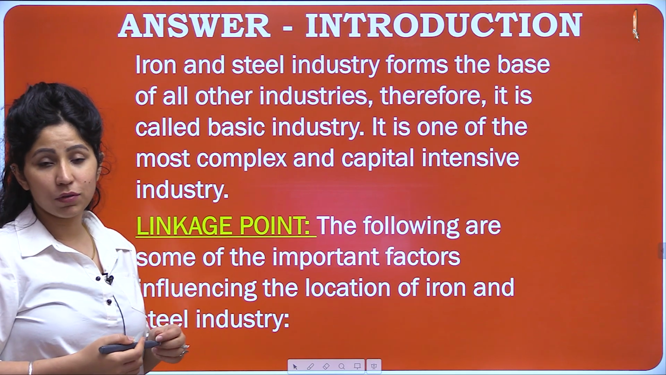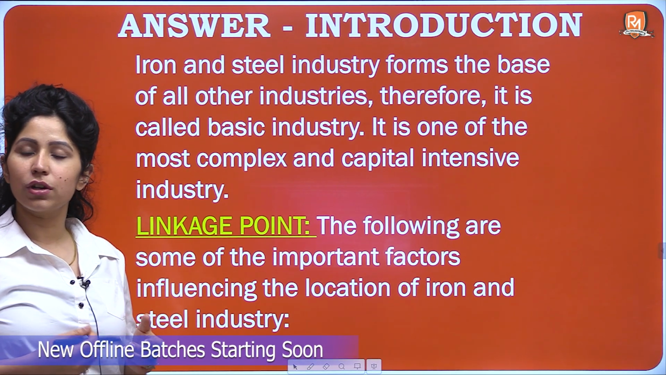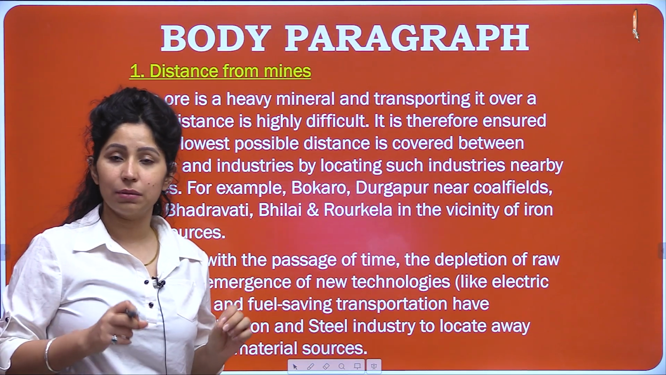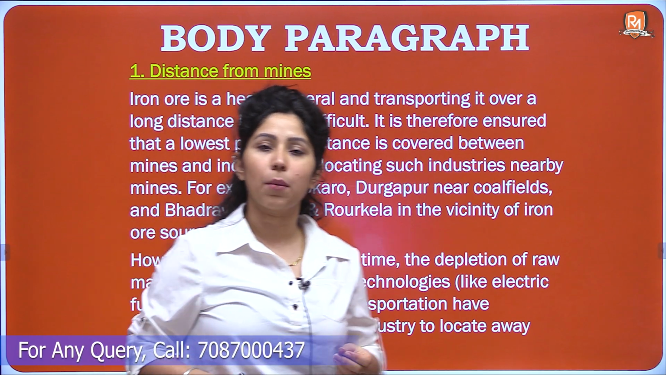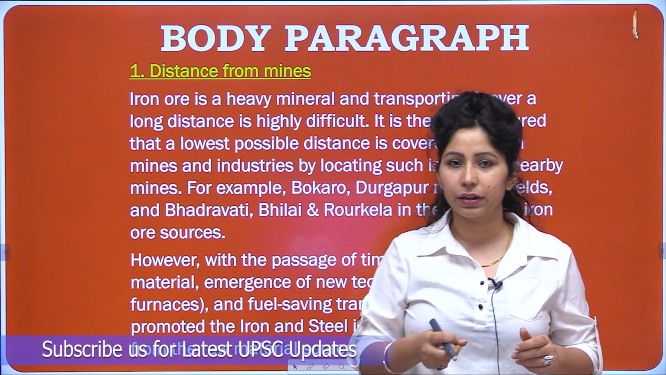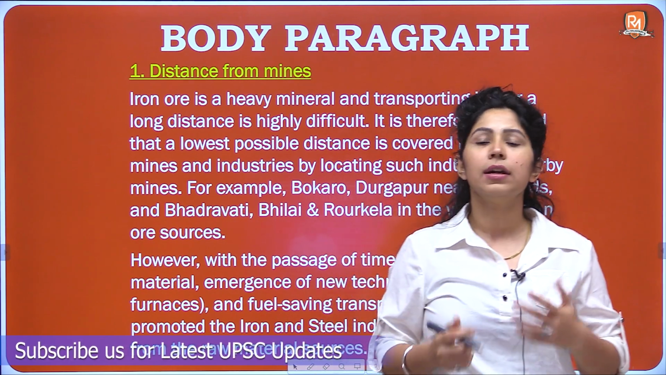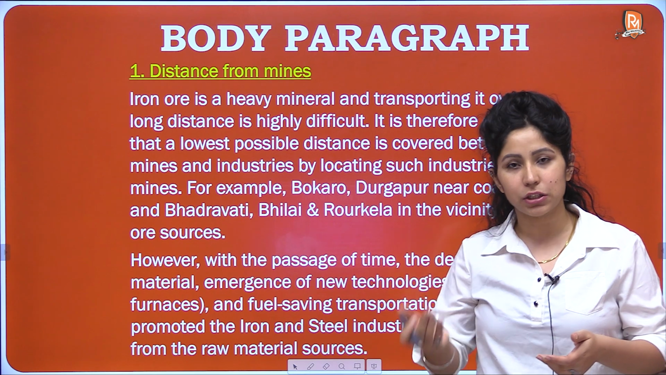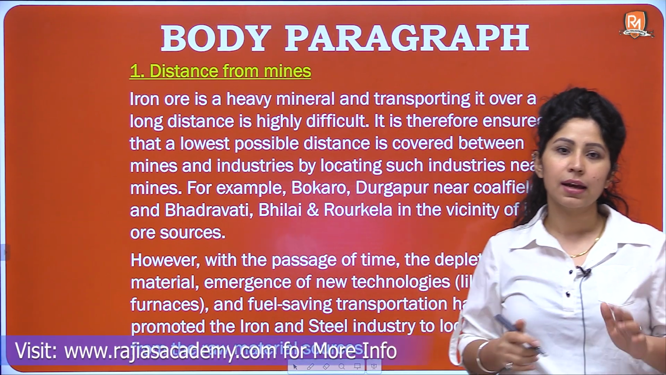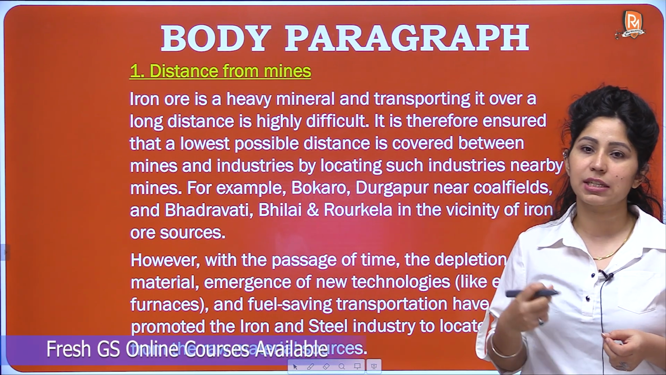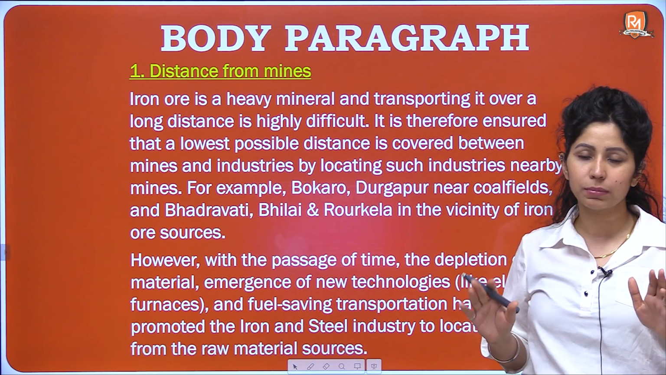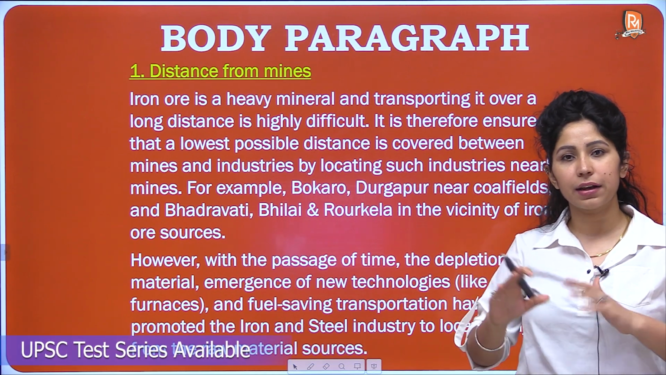The following are some of the important factors influencing the location of iron and steel industry. See, the first thing for any industry is the availability of raw materials, and in the case of raw materials for iron and steel industry, what is that? Mines of iron ores or coal that is used for smelting of iron or production of steel. So, the fuel and raw material, iron ore is very important. So, iron ore is a heavy mineral and transporting it over a long distance is highly difficult. So, industries are created around the iron ores.